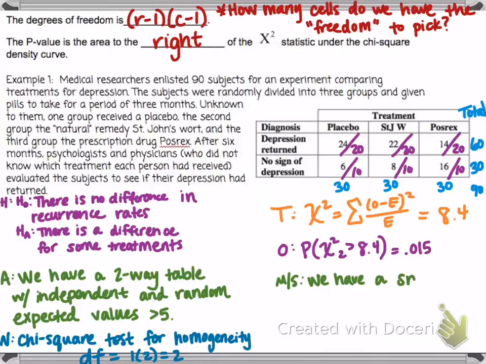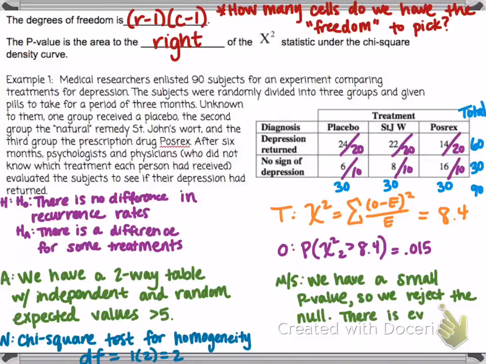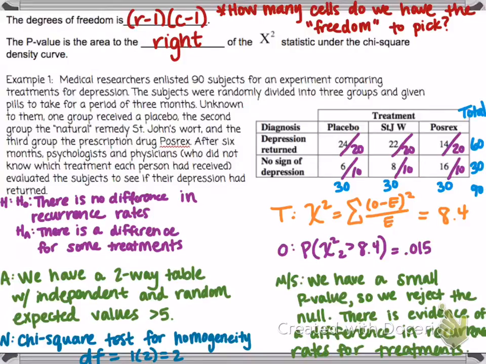So my making a decision is that I reject the null, and then my stating conclusion is we have a small p-value, so we reject the null. There is evidence of a difference in the recurrence of depression for the different treatments. Okay, we're done with that.